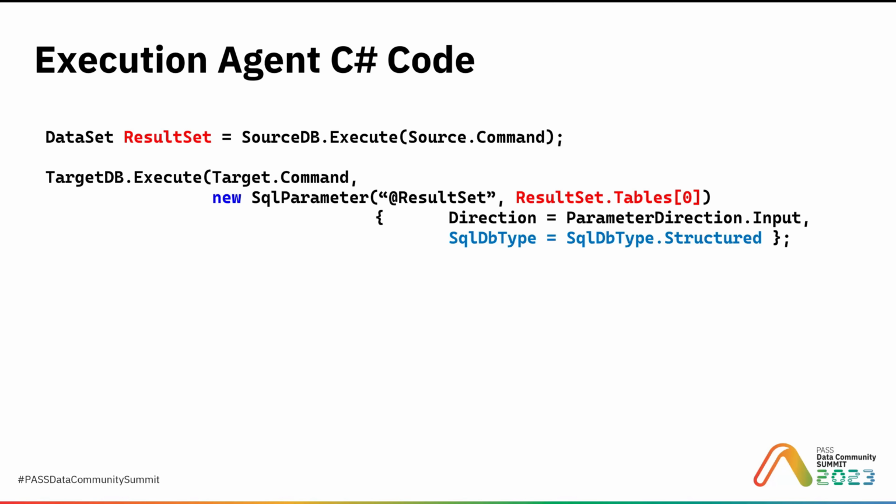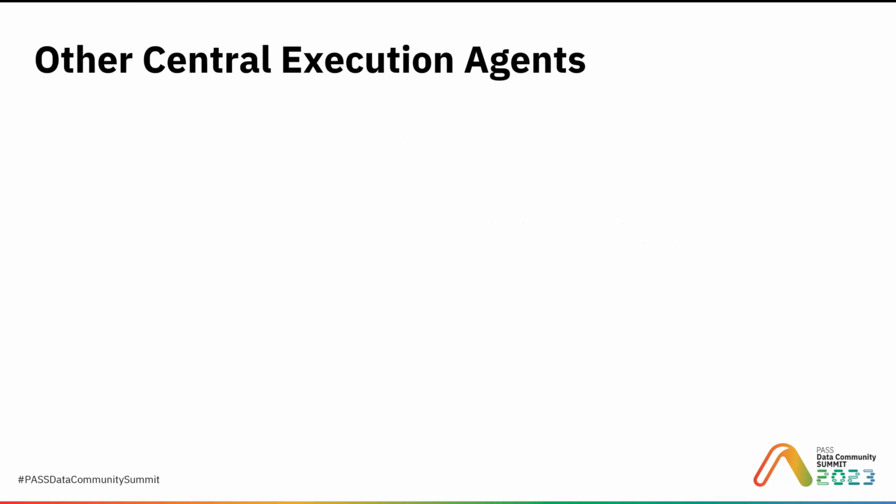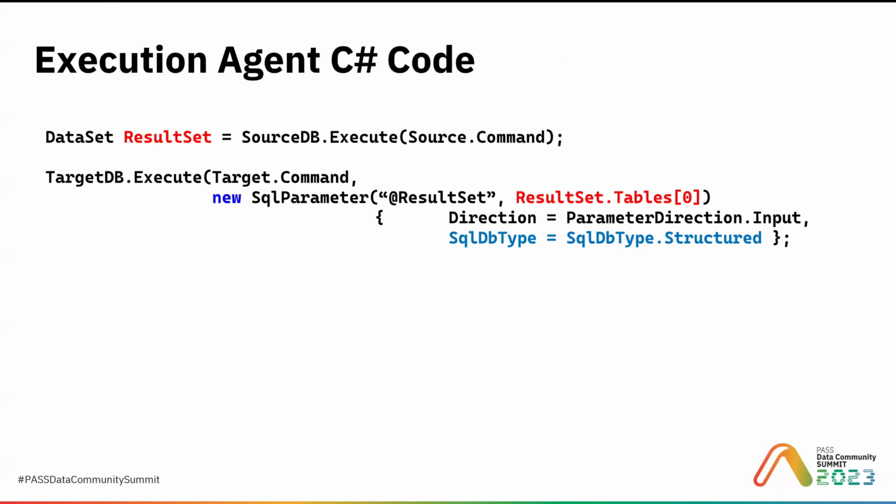And then to make that parameter an actual table and have C# do the right thing, you have to set the SqlDbType to SqlDbType.Structured, which tells it this is a table that we're going to insert. And that's basically two lines of code that allow you to do that.